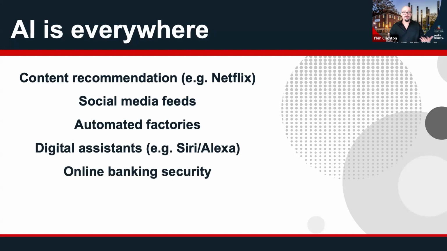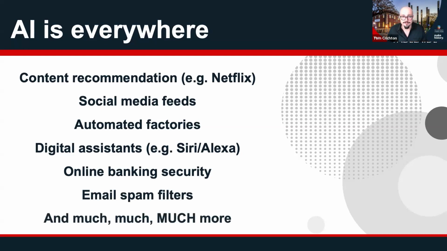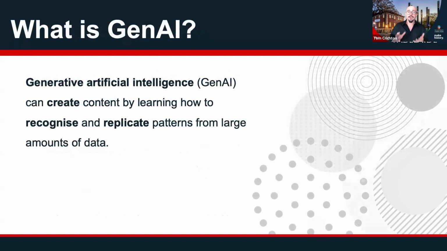Online banking security is also an example of AI, where potential fraudulent activity is identified and hopefully blocked before it actually happens. Similarly, email spam filters are an example of AI, where potentially dangerous emails are identified and blocked before they get to your inbox. And there is much, much more. See, I haven't even mentioned generative AI yet, and AI is simply everywhere, which is why critical AI literacy is really important to actually understand how this AI works and how it is affecting you.